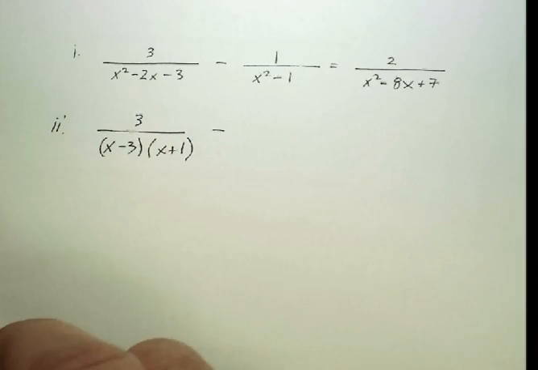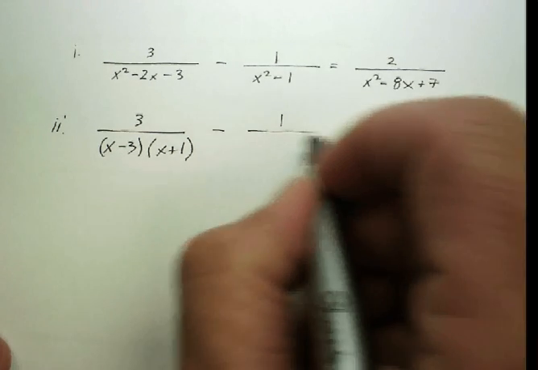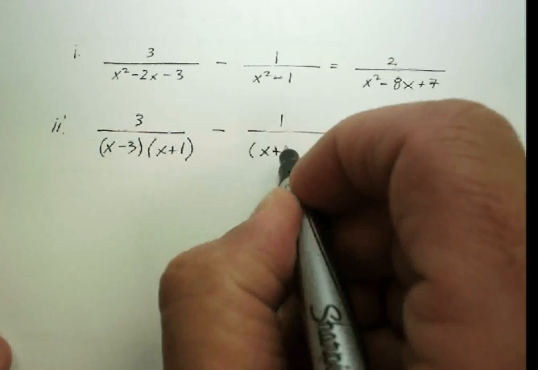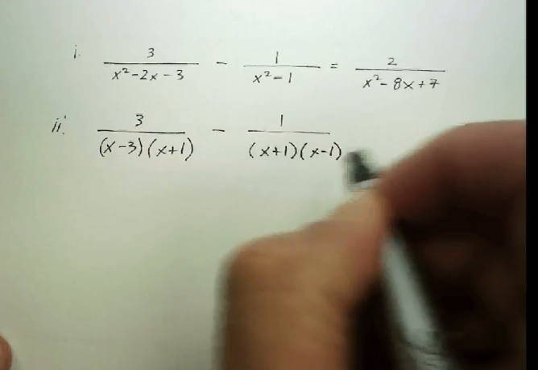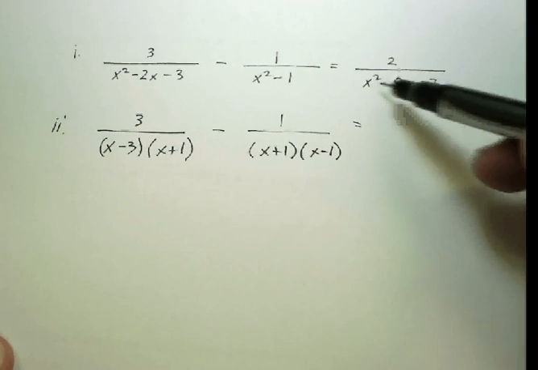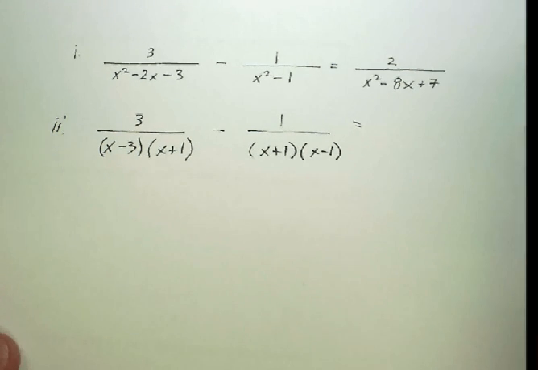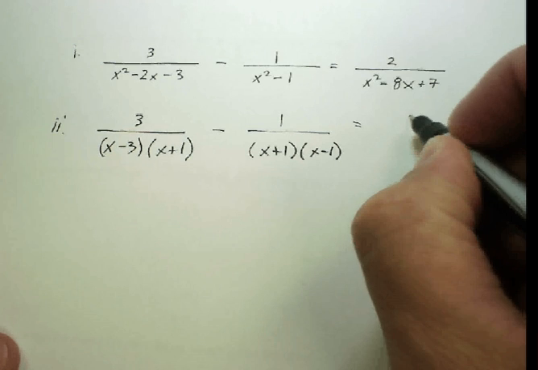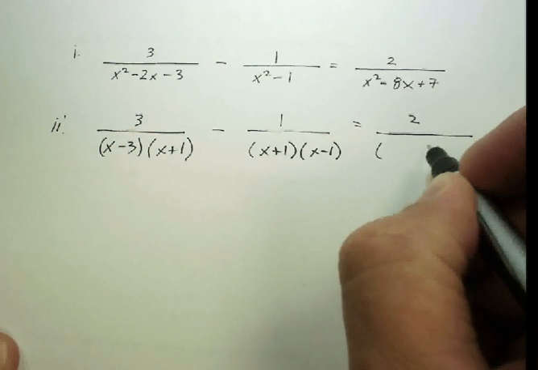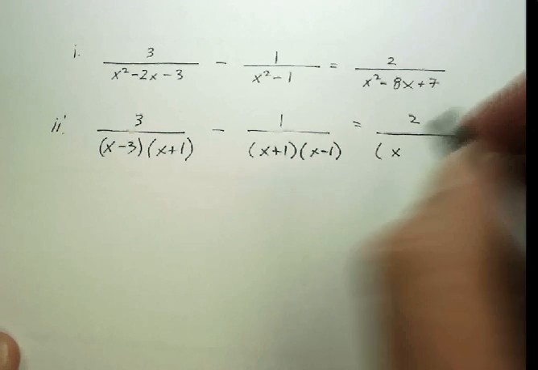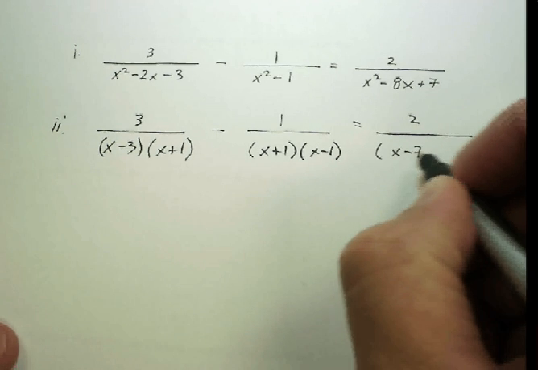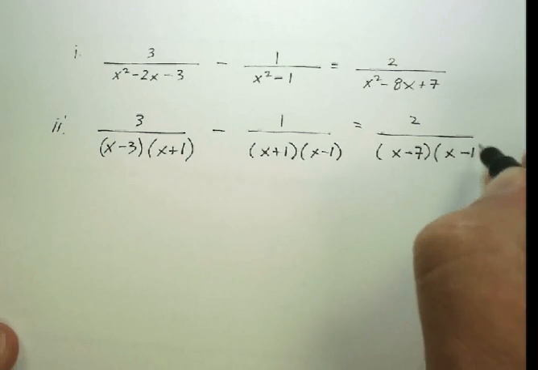Let's look at that denominator. That looks like a difference of squares. So I'm going to say x plus 1, x minus 1. And if you look at that denominator, again, it's just a trinomial that you can factor regularly. That's going to be x minus 7, x minus 1.